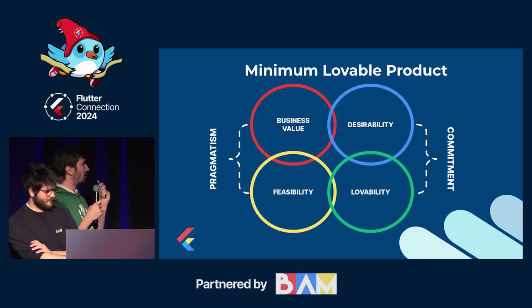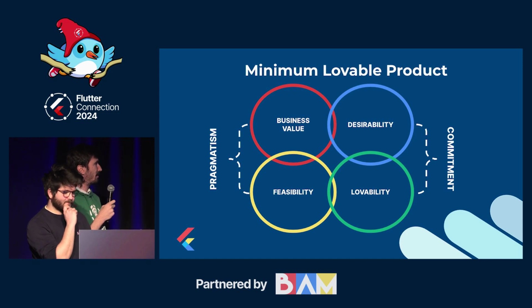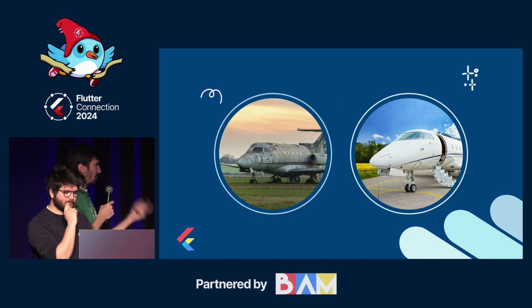And then we want to add the commitment of our users, so we are still based on desirability, what the user desires, but also lovability, what he will love, which is kind of different. And to see the difference, we have this example.